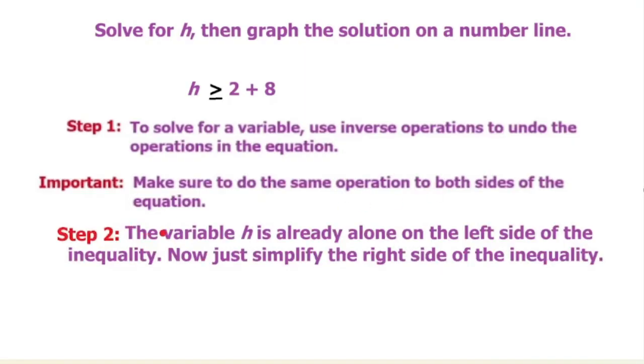So step 2. In this inequality, the variable h is already alone on the left side. Now you just simplify the right side of the inequality. So we know 8 plus 2 is 10. So h has to be greater than or equal to 10.